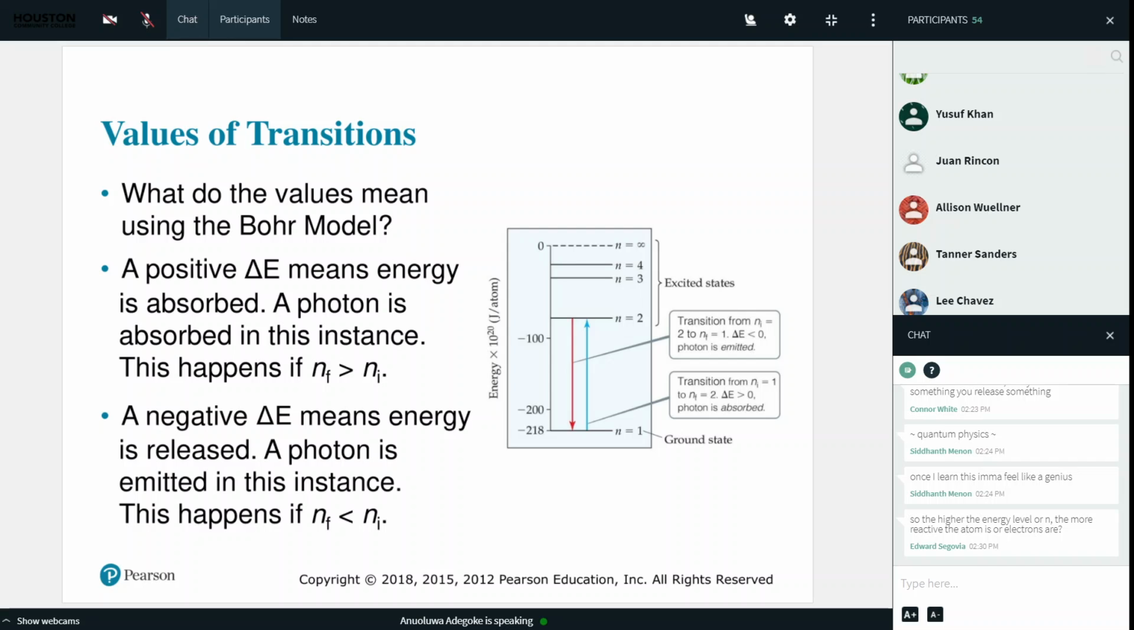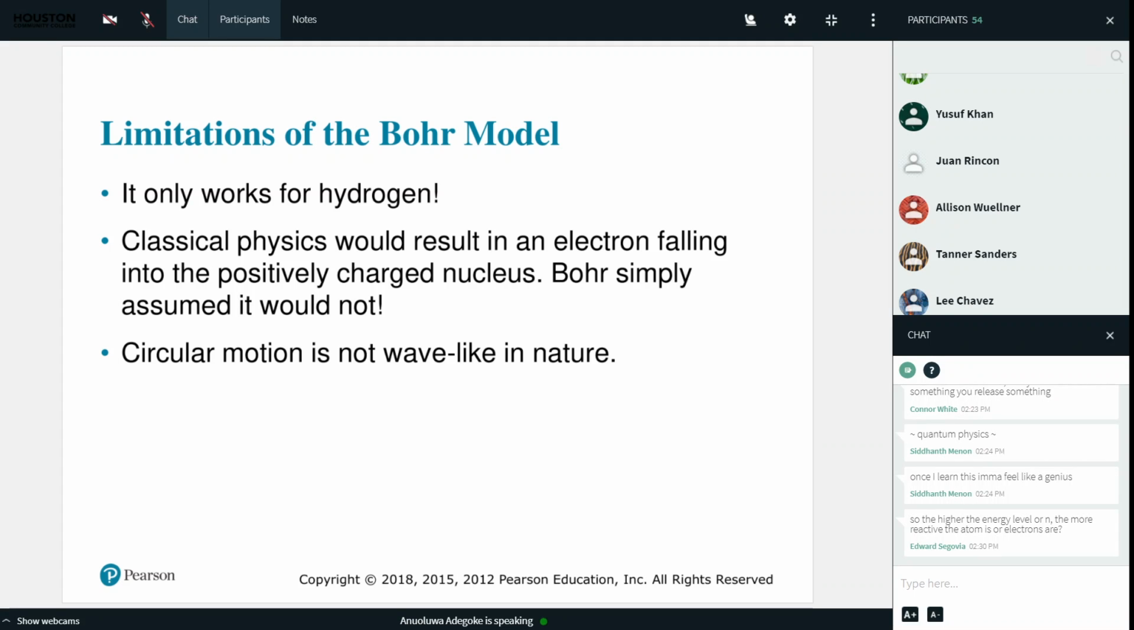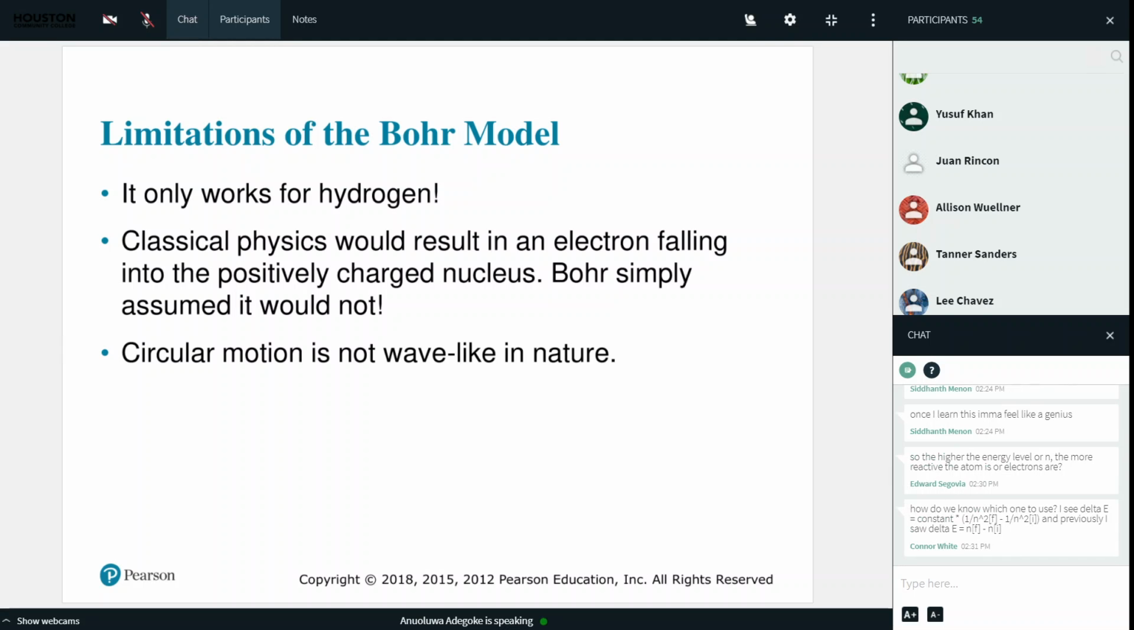So let's say that the electrons move from level 1 to level 4. Basically, that difference will be 4 minus 1. The difference will be 4 minus 1 when you're looking at the delta E. So the higher the level, the bigger the delta E. As for the reactivity of the atom, we are not describing that yet.